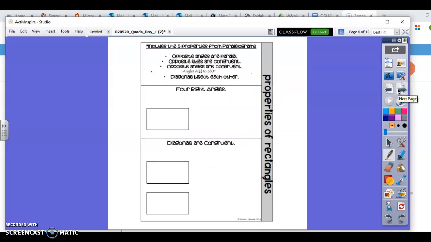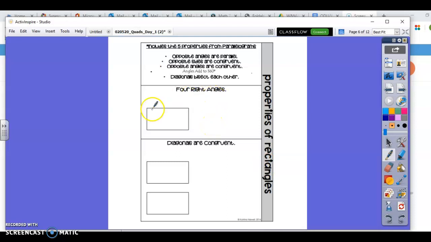All right, so flip your page to the rectangle. For something to be a rectangle, it's going to have all of the attributes of a parallelogram. So opposite sides are parallel, opposite sides are congruent, opposite angles are congruent, angles add up to 360, and diagonals bisect each other. But in order for it to be a rectangle, it's going to have a couple of extra things.